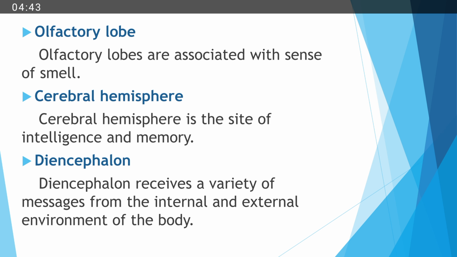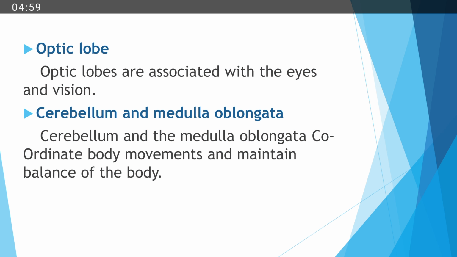The next one is the diencephalon, which receives a variety of messages from the internal and external environment, and it helps to decide what response should be given related to the stimuli, which may be internal or external. The next part is the optic lobe, which is related to the eyes and performs the function of vision.